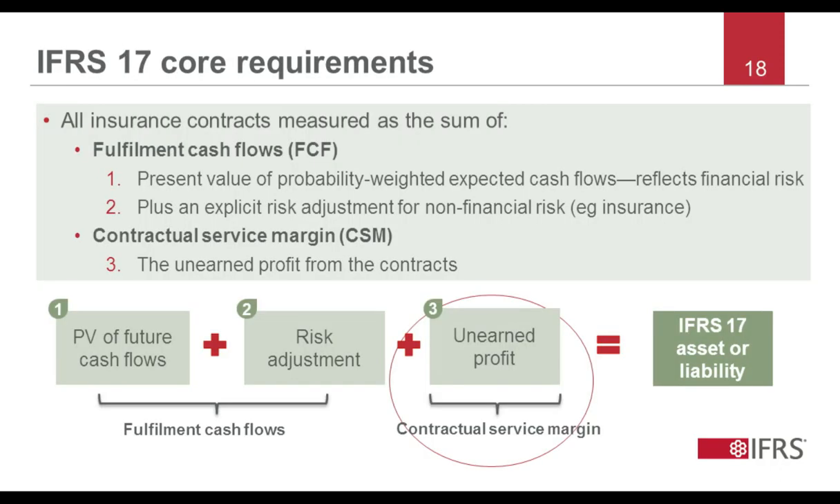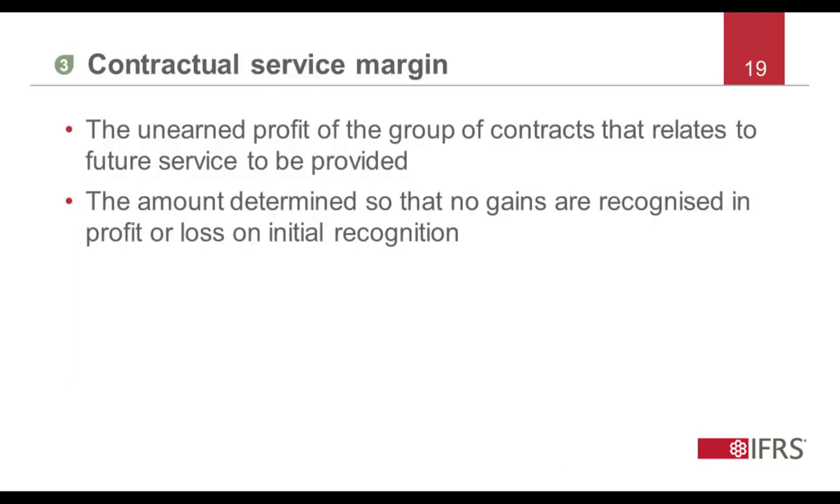We have now covered Piece 1 and Piece 2, and what remains now is the contractual service margin. The contractual service margin is the amount determined so that there's no gains recognized in profit and loss on initial recognition. It is, in essence, the unearned profit of a group of contracts that relates to the provision of future services. Maria, could you please walk us through a simple example on initial measurement of the contractual service margin?